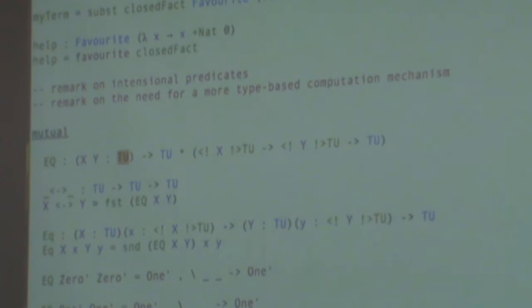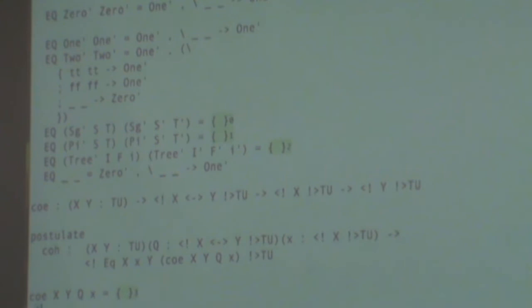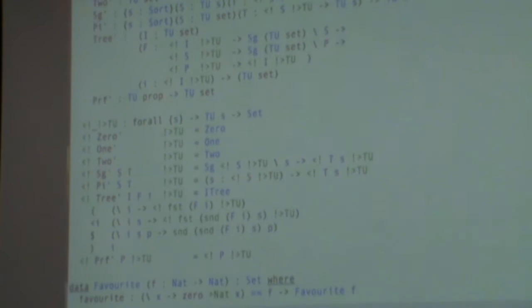Starts to complain about these things. Okay, so that's going to be... Let me just comment that out for a moment and just check that everything else is okay. Yes, so it seems to be happy.